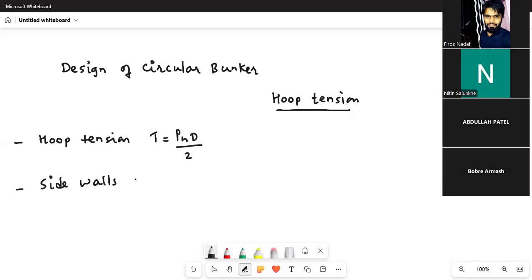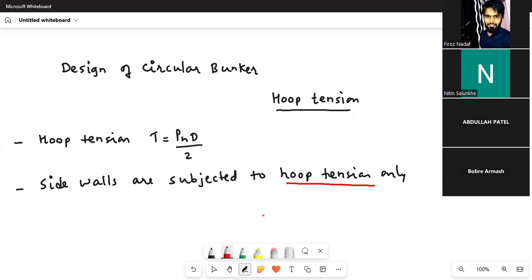Side walls are subjected to hoop tension only. Whatever reinforcement we will be providing in the side wall, it is only for the hoop tension.